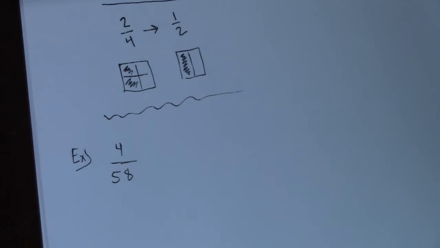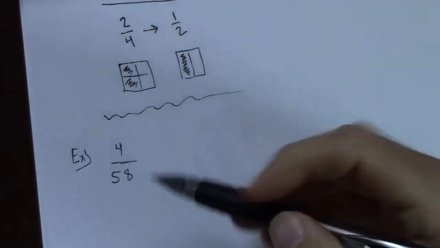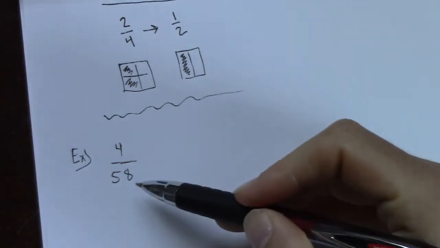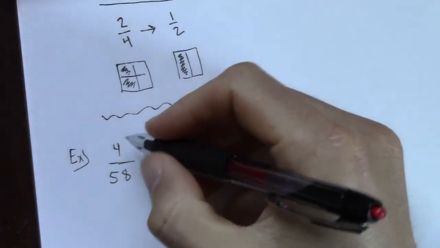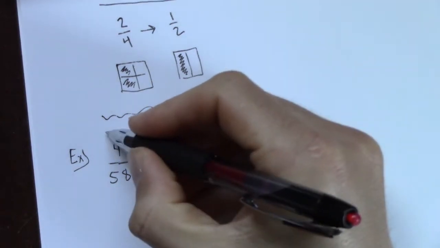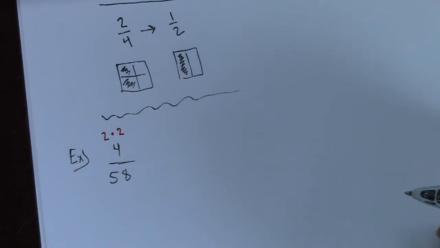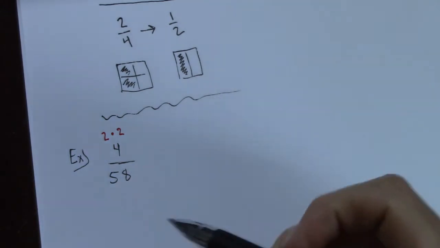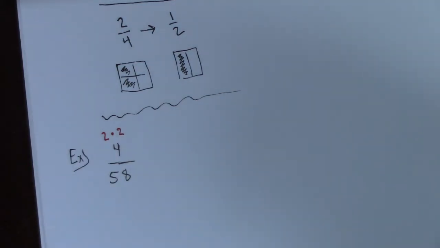First one I have is 4 over 58. Here's a strategy I want you to consider. I want you to take whatever the smallest number is, whether it's the numerator on top or the denominator, and I want you to split it into numbers that multiply into that number. So I'm going to change the 4 into 2 times 2. And then basically I'm going to ask myself, do either of those 2's go into the number down below?